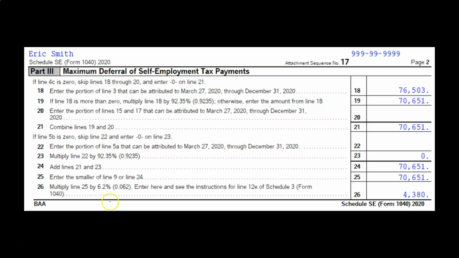And finally, we're going to multiply line 25 by the 6.2, which is like the employee portion of Social Security. And we can enter here and see the instructions for line 12E of Schedule 3. So this then could possibly flow into Schedule 3, which we'll take a look at. And we'll take a look at that in more detail in our tax software example and see what it looks like with regards to the tax software in the next presentation.